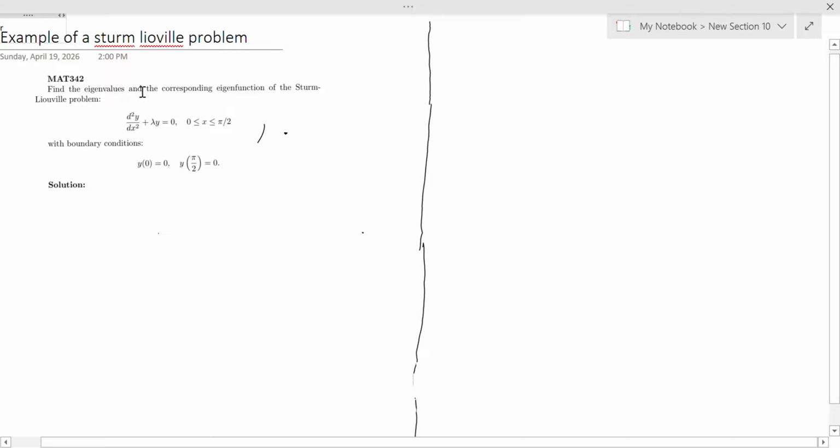Today we'll be looking at an example of a Sturm-Liouville problem. Now, this is the question: find the eigenvalues and the corresponding eigenvector of this Sturm-Liouville problem. So we are provided with these boundary conditions.